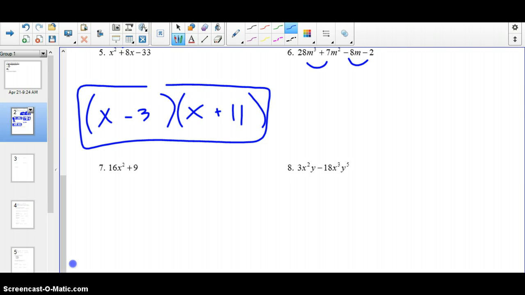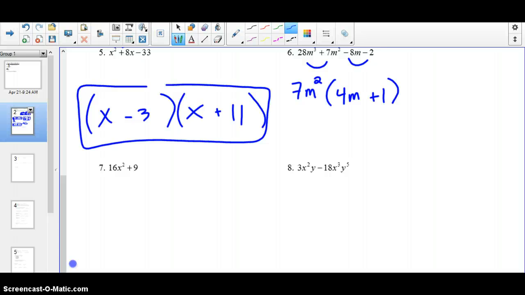I'm going to group. So for grouping, you split this up into your 2 pairs, and then in the first pair you ask yourself, what's the GCF? It looks like that is 7m squared, and then you factor that out of the first 2 terms. So when you factor a 7m squared out of 28m cubed, you'd be left with 4m. And when you factor a 7m squared out of a 7m squared, you're dividing 7m squared by 7m squared, which will give you a positive 1.